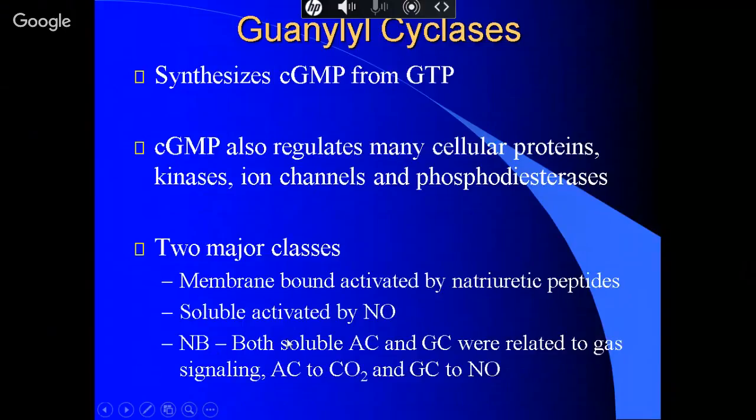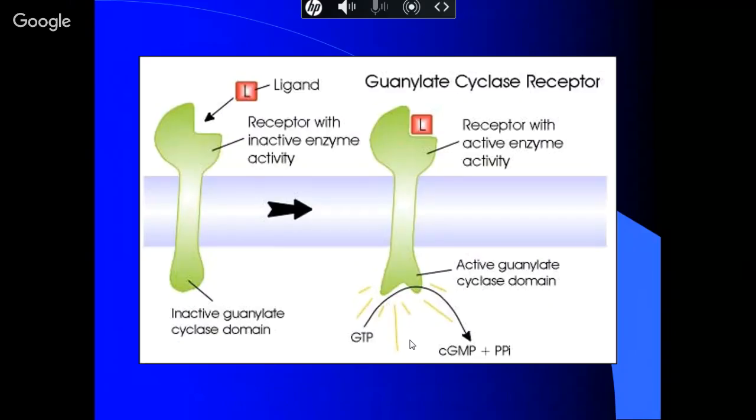I also just added this morning that both soluble forms, both the adenylate cyclase and the guanylate cyclase, are activated by gas. So they are gas signaling. The adenylate cyclase was bicarb. The guanylate cyclase is nitric oxide. Nitric oxide, as you know, is not trivial. Okay, this is a major part of regulating everything, everywhere, because it's a major vasodilator, but it's also a major signal, and so we're going to look at it.